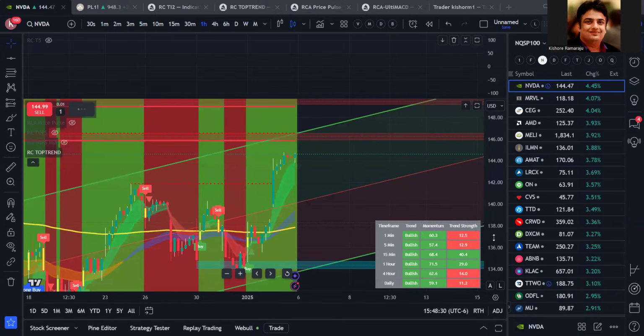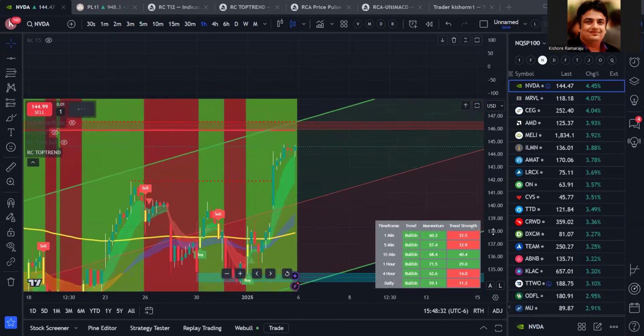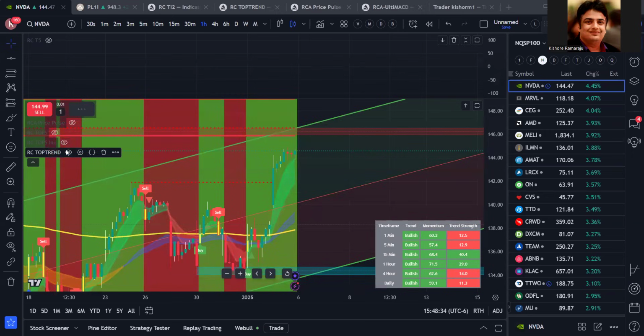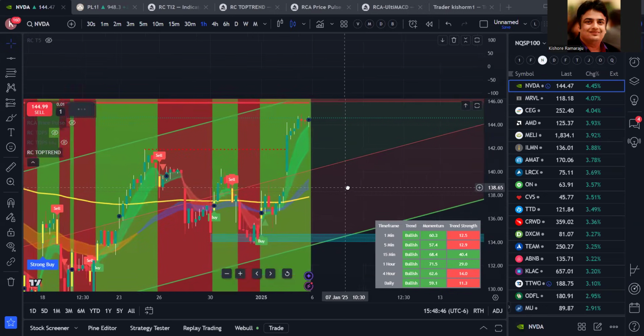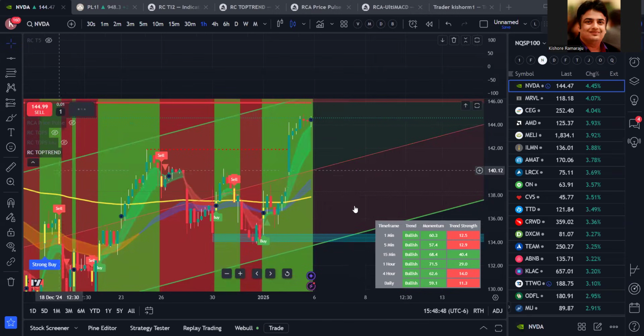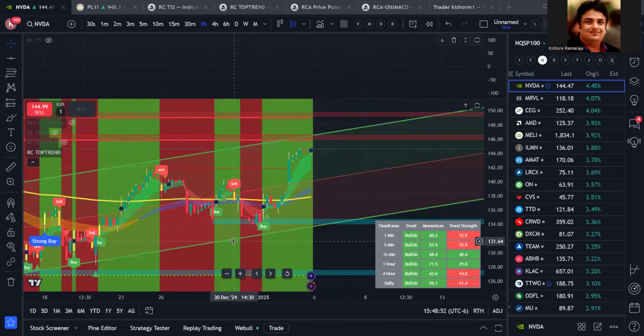So again, as I said, if you want, you can only use one indicator. You can use only top trend, only T5, or only price pulse. But when you use the combination, your confidence will be much higher. So, let me explain about top trend. In top trend, basically we use the channel. Channel means just like discount and premium, channel bottom is like a bottom price.